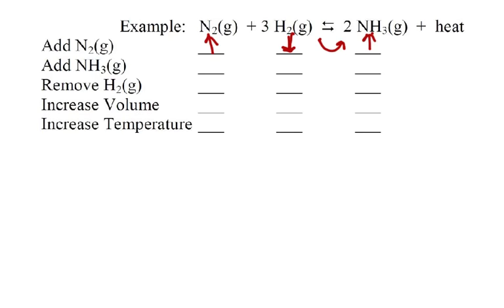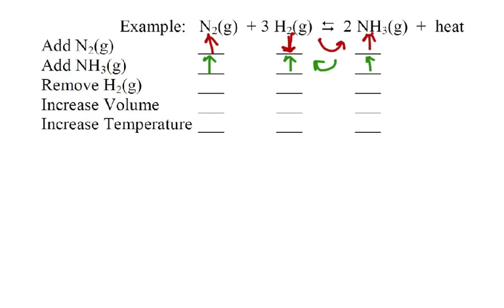Okay, let's try the second one. I'm going to add some NH3. The stress is that there's too much NH3, so I know it's going to shift to the left. So this is my first two steps. Identify the stress, figure out which way it's going to shift. Now I'm adding NH3, so I know that goes up. Now, because it's shifting to the left, I know these others, my reactants here, are also going to go up. So that's how this is done.